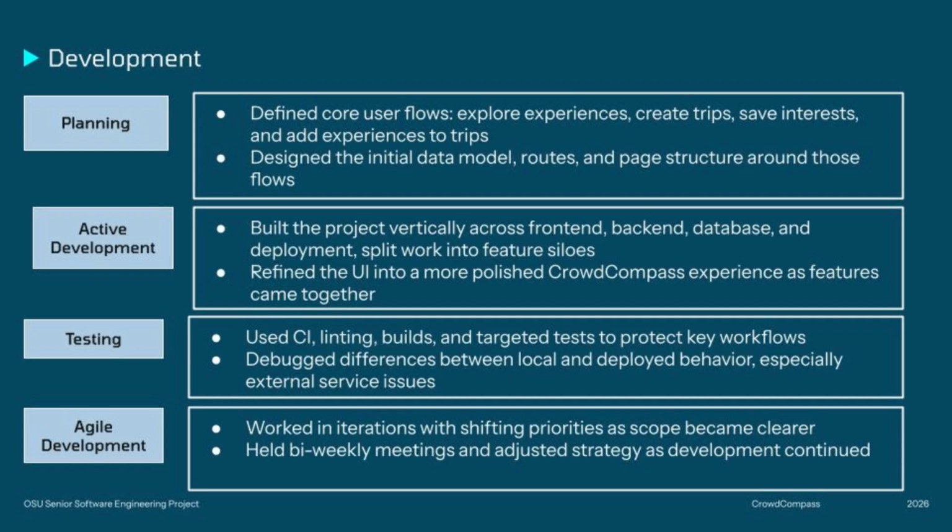Overall, we followed an agile-style process. We worked in iterations, meeting bi-weekly, reviewing progress, and adjusting priorities as the project became clearer. The final product improved because of this, as we adapted while we learned what was realistic, useful, and most important for the project.